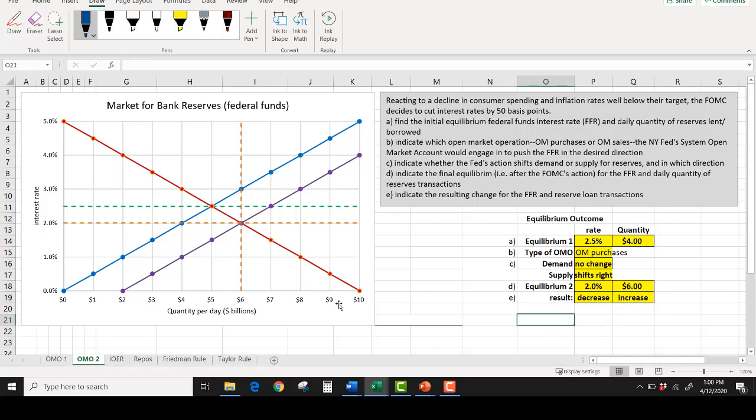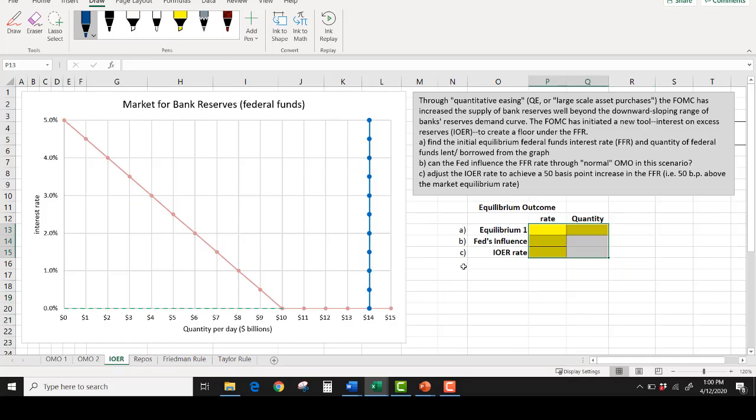lent has increased. All right, let's jump over to interest on excess reserves. Now, if you'll recall from the lecture, I talked about a situation where the Fed has pushed the quantity of excess reserves in the banking system so far to the right, or increased it so much, that the normal open market operations mechanism of kind of doing the little hokey pokey, shifting that supply curve a little bit to the left or right, no longer impacts the short-term interest rate, the federal funds rate. So now we have to do something different.